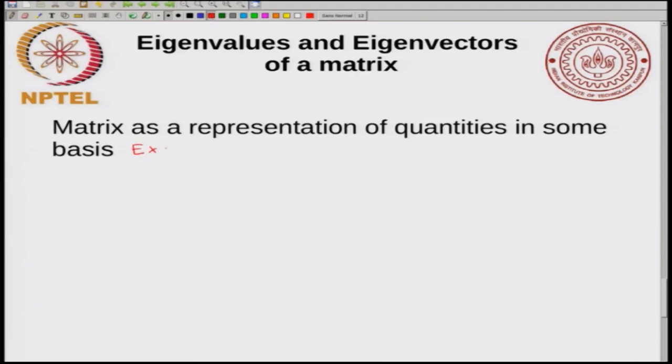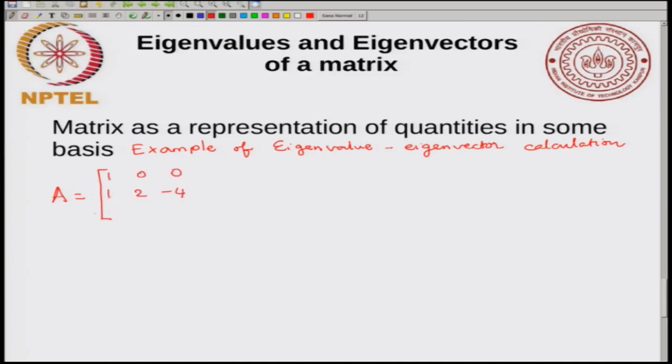let's do an example of an eigenvalue and eigenvector calculation. I'll take a very simple example just to illustrate what you need to do in order to calculate eigenvalues and eigenvectors. So let me take a matrix A that looks like 1 0 0, 1 2 minus 4, 1 2 3. I ask you to calculate the eigenvalues and eigenvectors of this matrix.